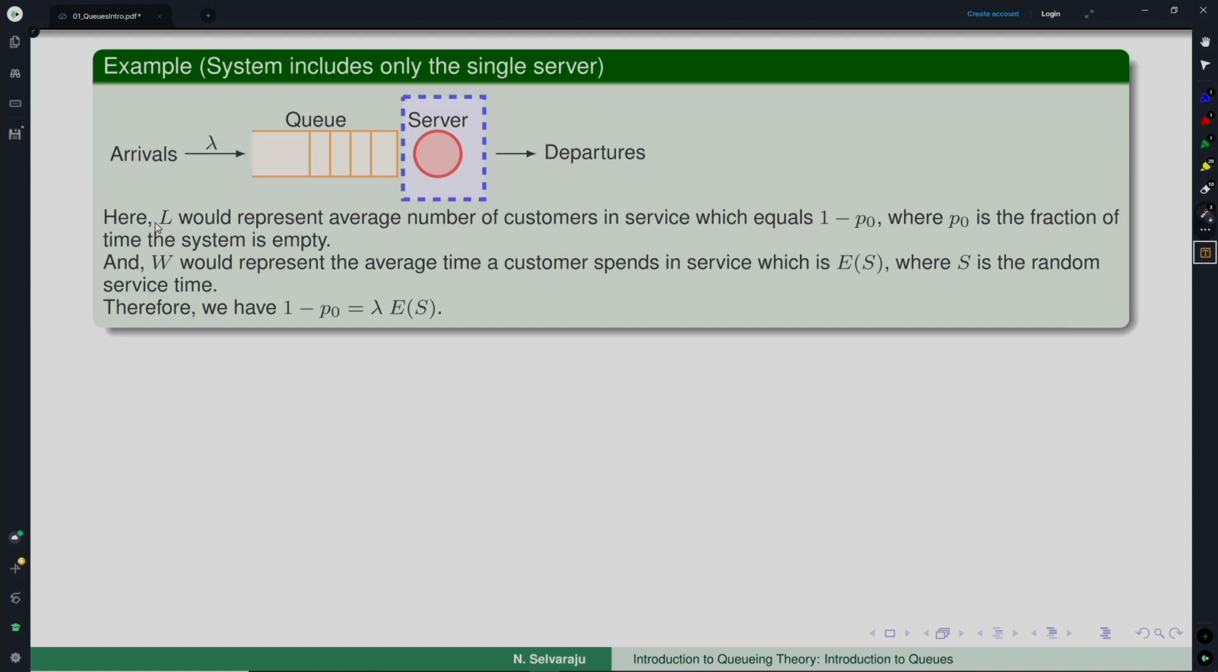Now, W would represent the average time a customer spends in service. Now, what is that? That is essentially the expectation of S, where S is the random service time that you have.